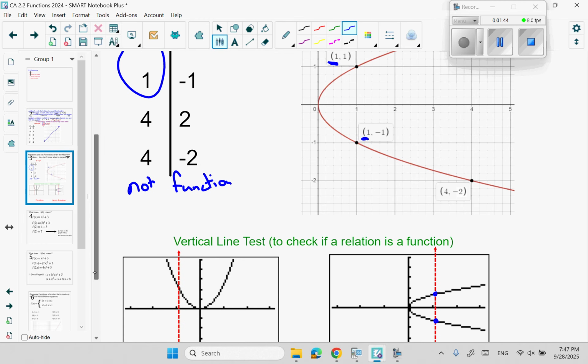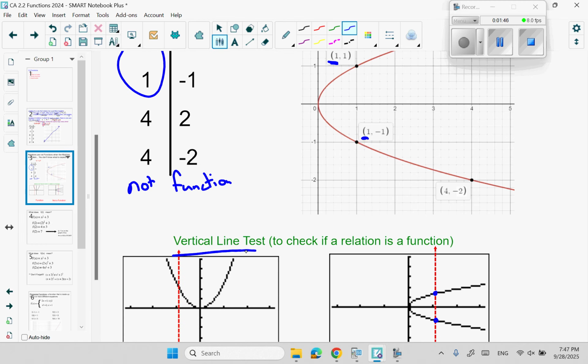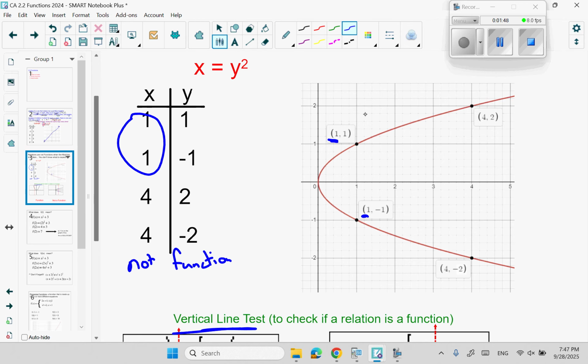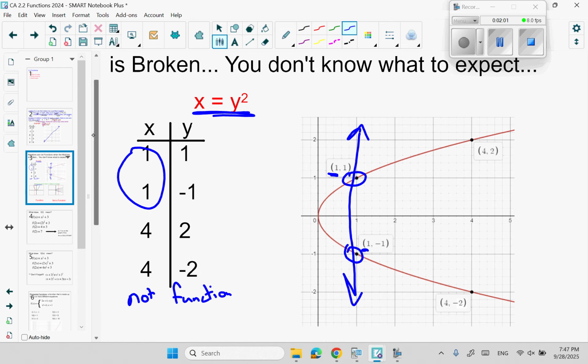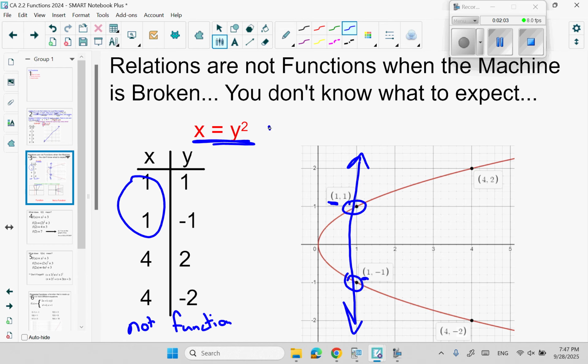The easiest way to tell if you're given the graph is what's called the vertical line test. The vertical line test states that if I can draw a vertical line, again assuming it's a perfectly straight vertical line, and I hit the graph more than once, it is not a function. So x equals y squared is a relation. It is not a function.